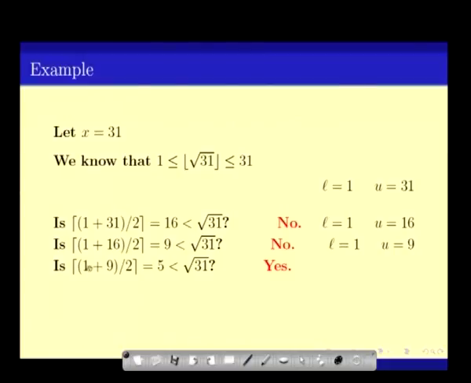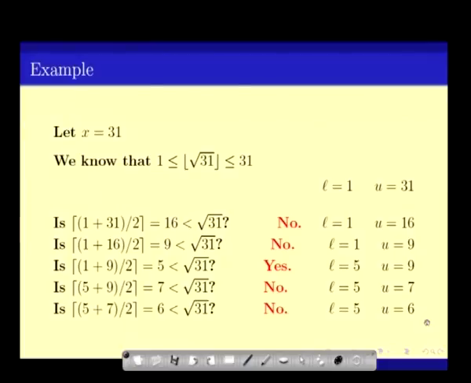The next one is again the middle of these two, 1 and 9, and we get to 5. And now 5 is less than 31. Yes, 5 square is 25 is less than 31. Now we need to push the lower limit up, and thus we push the lower limit up to 5 and then to 9. And again we keep on doing this till the lower limit and upper limit has come to just 1 away. L has become 5 and U has become 6.